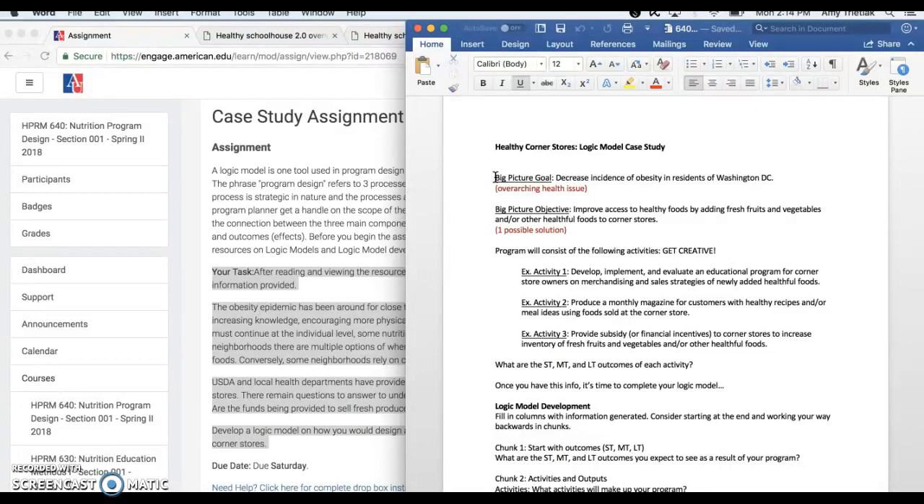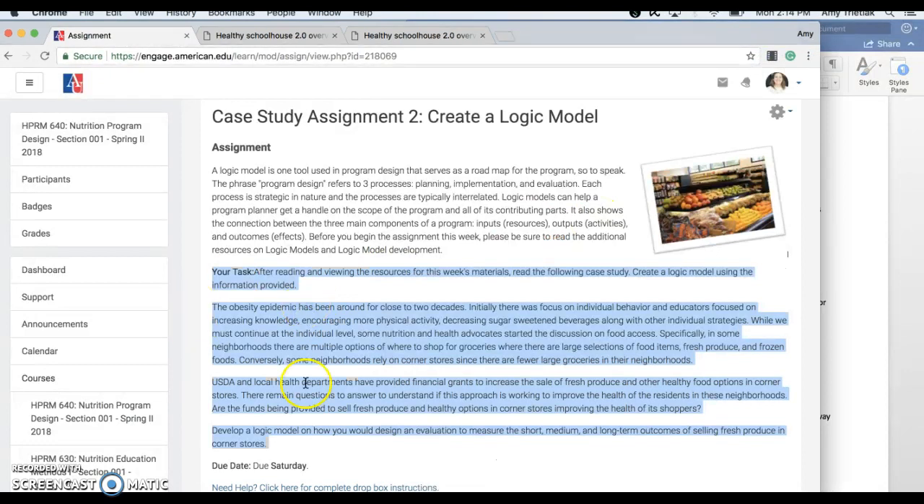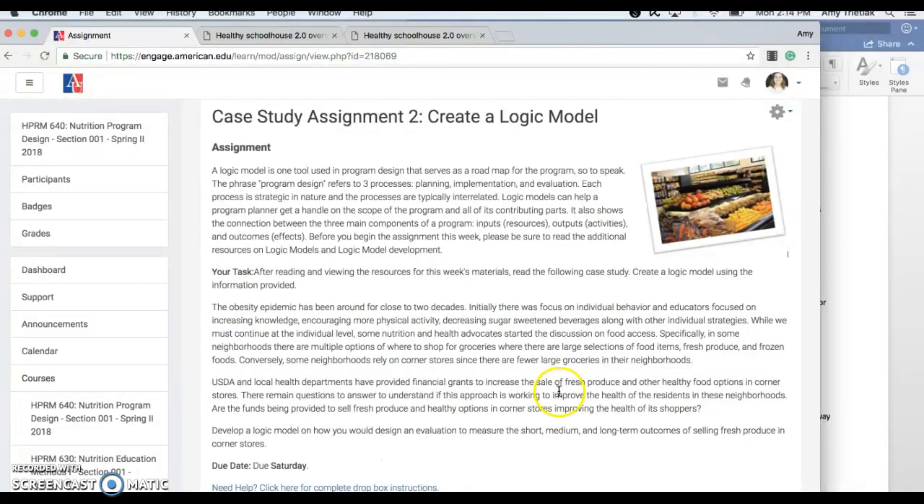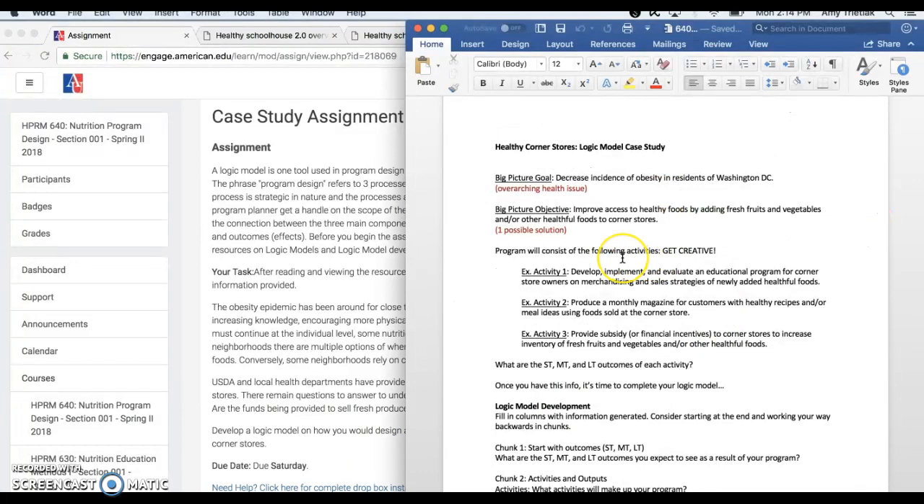So how are we going to do that? What's the big picture objective? One possible solution for this is to improve access to healthy foods by adding fresh fruits and vegetables and or other healthful foods to corner stores. Again, this was information that was pulled directly from the background information for this particular case study.